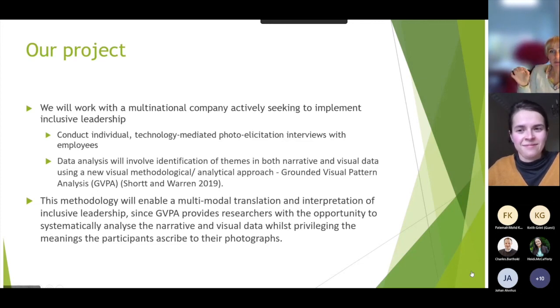But again, this element of looking across patterns also helps to make sense not only within one set, but also across the sets of images from different participants.